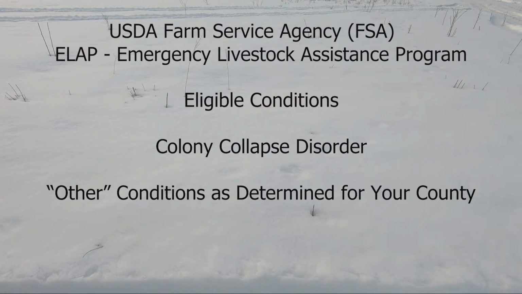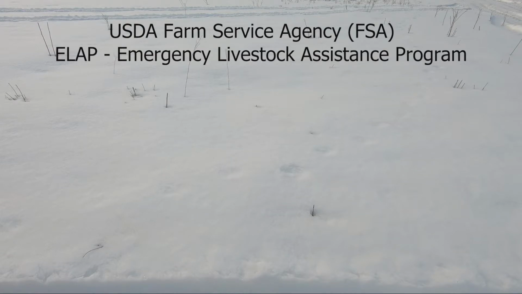Now these losses might be a direct result of the list or CCD, or there are other options that could be in there, other adverse conditions, such as drought. They're not listed. It depends on your FSA office. They will decide what is available for you and what isn't. So you need to check with them directly.